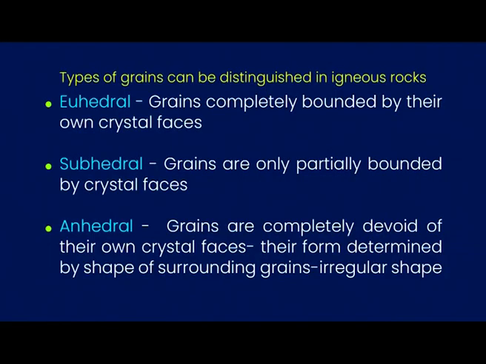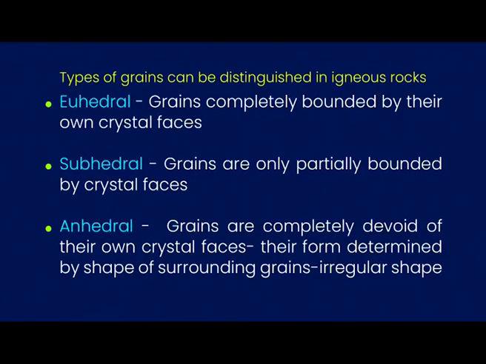Subhedral means grains are only partially bounded by crystal phases, which means that part of the side of the grains will be covered by some other grains which will not reflect any phase at all. Anhedral means grains are completely devoid of their own crystal phases. It does not mean that the grains are non-crystalline.